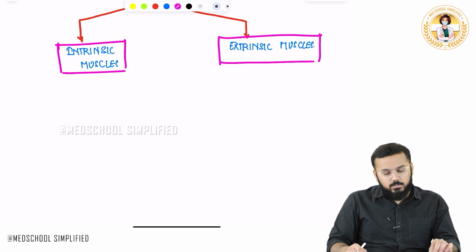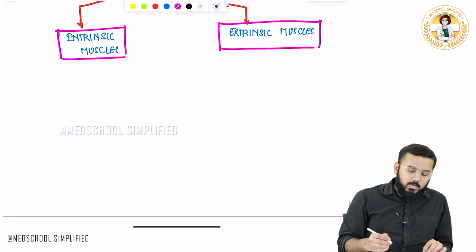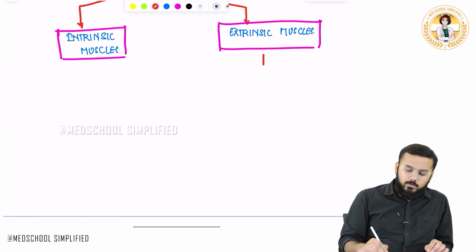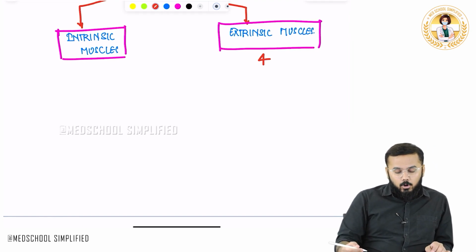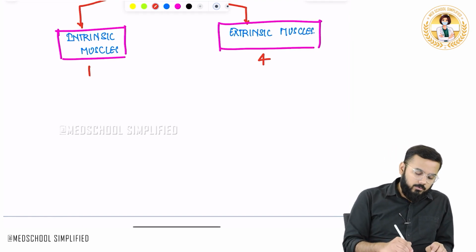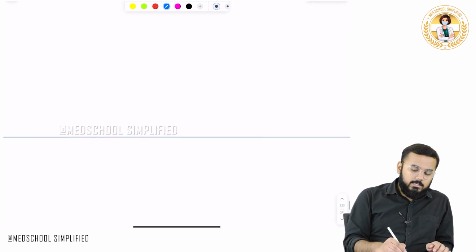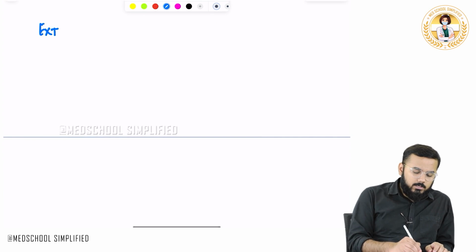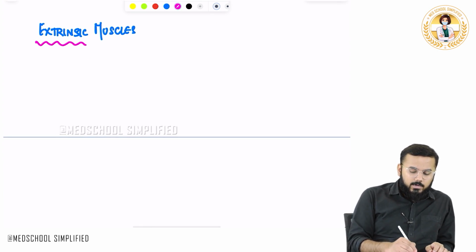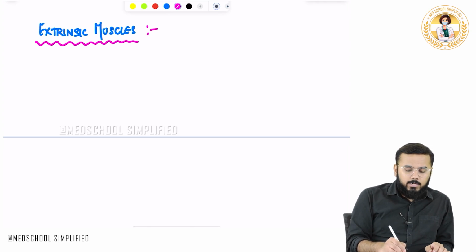First, we will discuss the extrinsic muscles. How many extrinsic muscles do you have? You have 4 extrinsic muscles. How many intrinsic muscles do you have? You have 4 intrinsic muscles, right? So first of all, let us discuss the extrinsic muscles. After that we will discuss the intrinsic muscles.